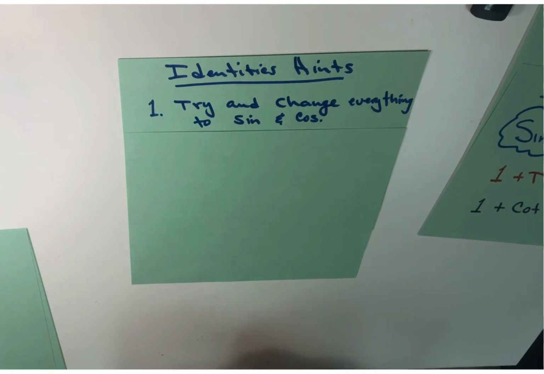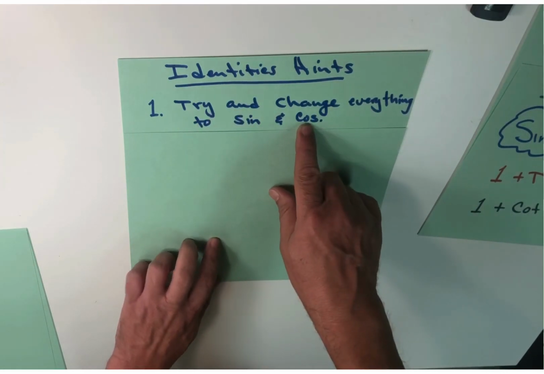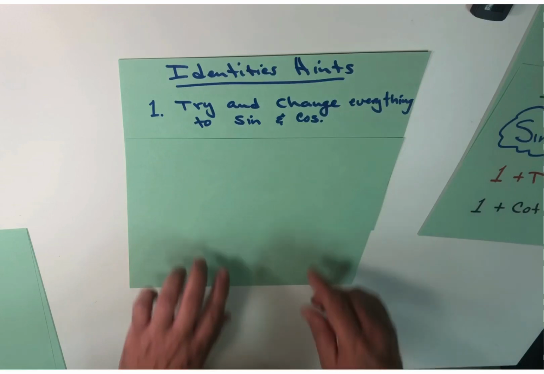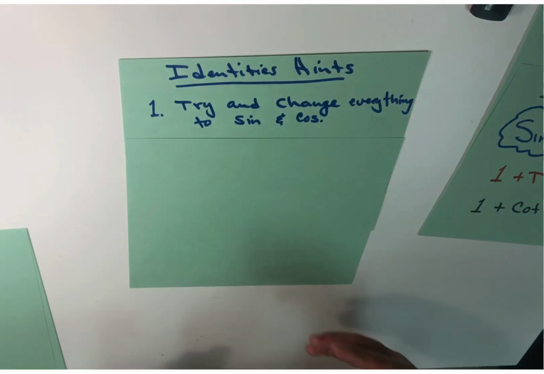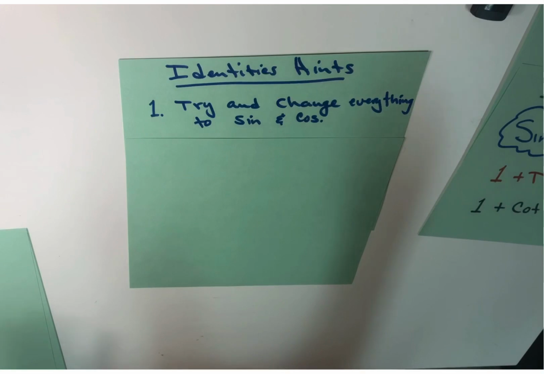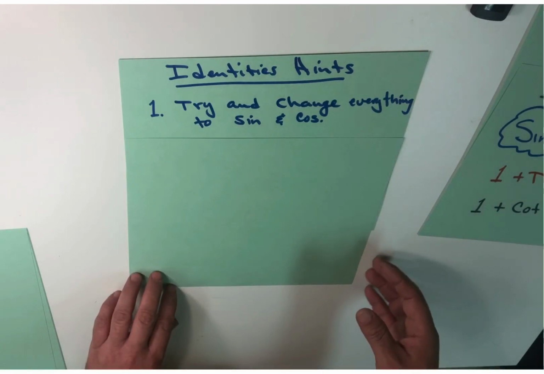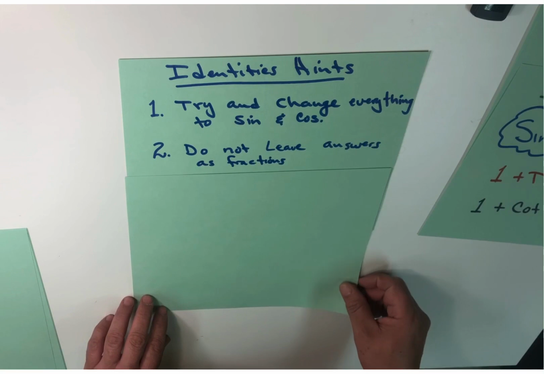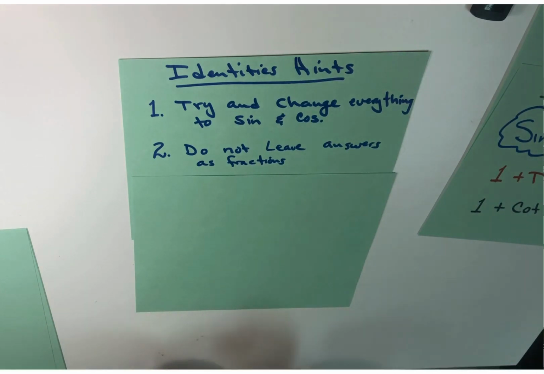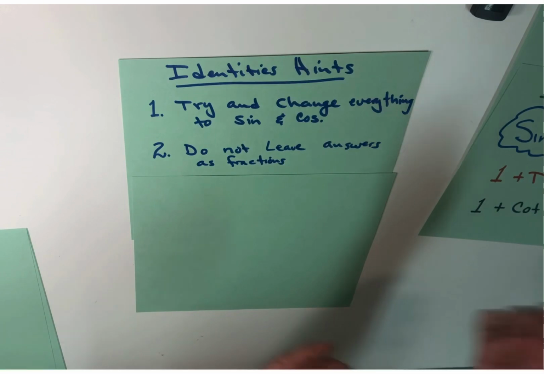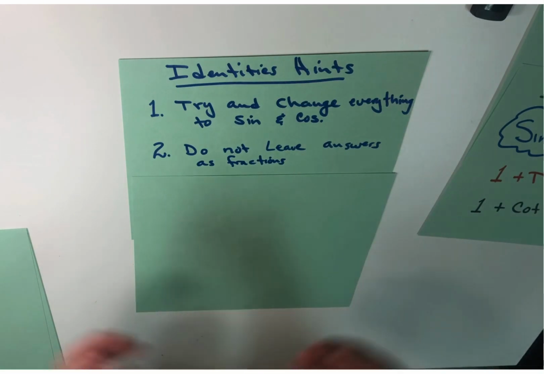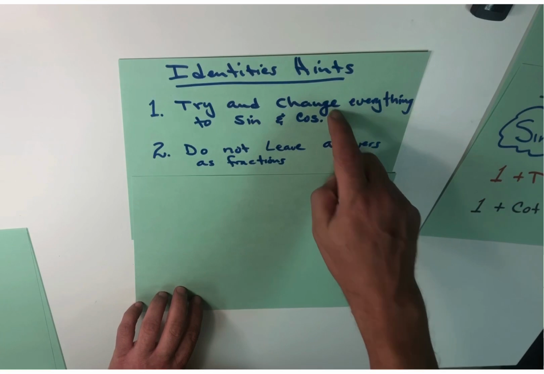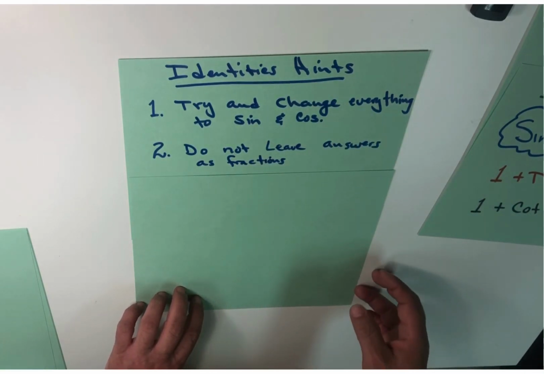When you're stuck, remember that a good way to do this is to always try to change everything to sines and cosines. And if you do that, something magical will happen along the way. Things will cancel out, and voila, things will simplify. Sometimes, however, you're going to end up with a fraction. For example, you're going to end up with 1 over sine. We don't want to end up with 1 over sine, in which case you're going to use the reciprocal identity, and you're going to change that to cosecant of theta. So sines and cosines all the time, and if you have fractions, get them out of fraction mode.